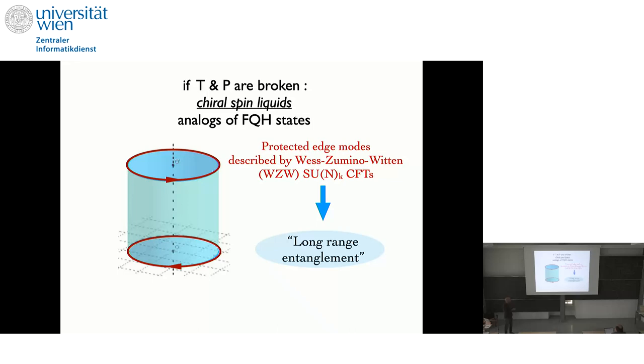So that was for the topological order aspect, but now if I add to that the fact that the state is chiral, so that time reversal and parity symmetries are broken, but the combination TP is not, this is where I find the analogy with the fractional quantum Hall state. If I consider this state, for example, on a cylinder like that, which is our favorite geometry, then I would expect to see edge modes. These edge modes should be described by a simple conformal field theory, the Wess-Zumino-Witten SU(N) level K field theory. The fact that these edge modes are protected is related to the concept of long-range entanglement in the system. So one of the key features we'll be looking at is the presence of these edge modes.